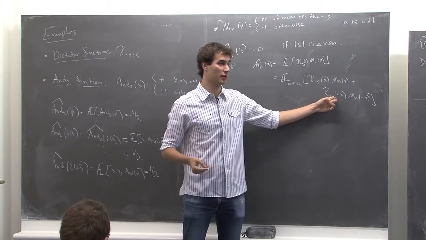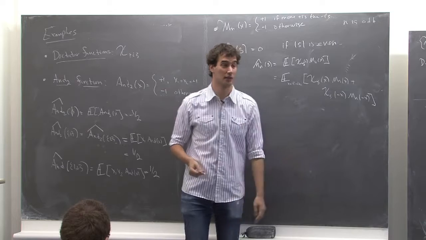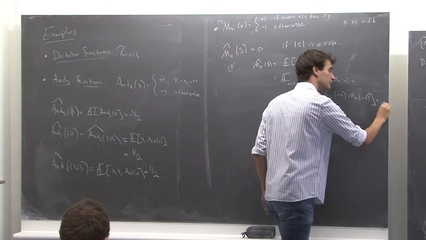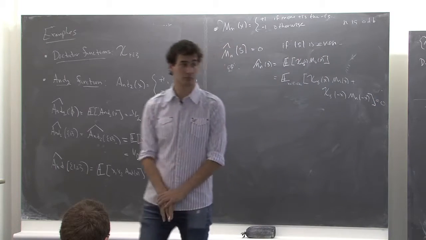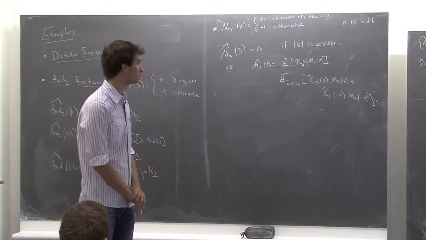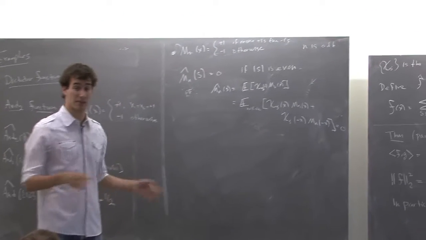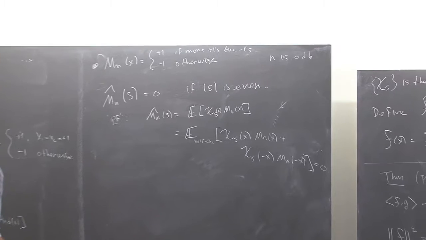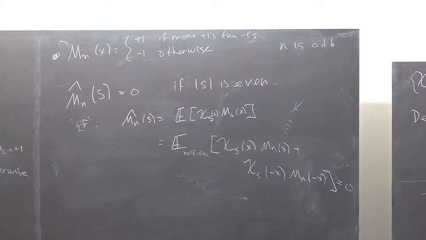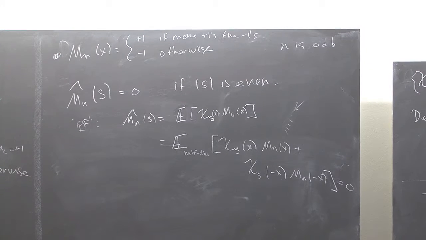This is even, so these two are equal. This is odd, so those two are opposite, and we get 0. Now, the rest of its spectrum is non-trivial and in fact has weight on every single one of the odd numbers. So let's just calculate one.